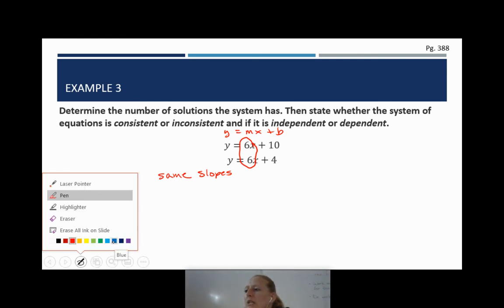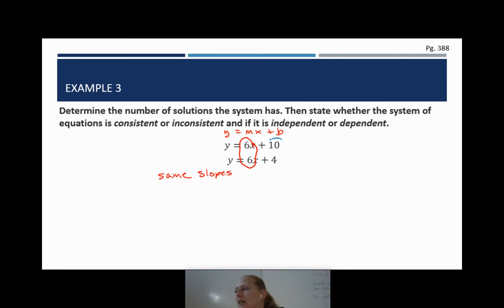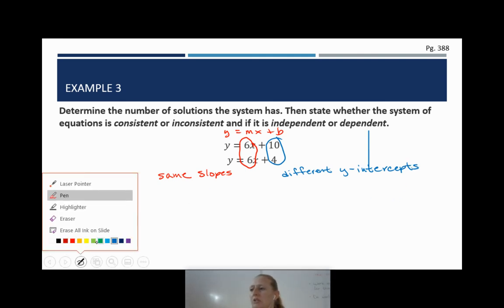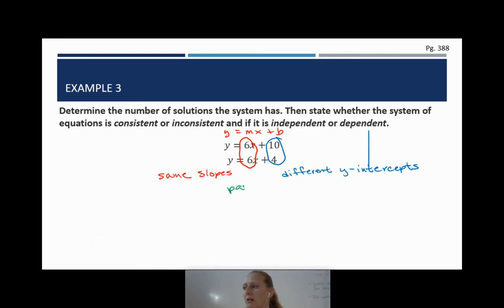But I'm also looking at the y-intercepts, and I'm noticing that I have different y-intercepts. Okay. So I have the same slope, but I have different y-intercepts. So this tells me something, right? If they have the same slope but different y-intercepts, guys, these lines are parallel. If my lines are parallel, they never intersect. So that means there is no solution.